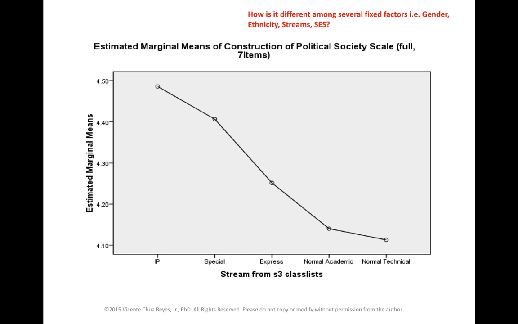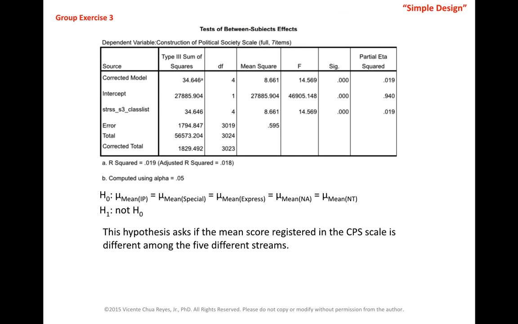Representing those figures in this graphic, we can see that the IP students, integrated programs, score the highest, normal technical score the lowest. Again, it's another way of depicting the numbers in a more appealing, perhaps a more visually stimulating manner. We still continue with a simple design. So we take a look at the hypothesis, essentially, the null hypothesis that there's no difference between the mean scores if we control for the academic streams.